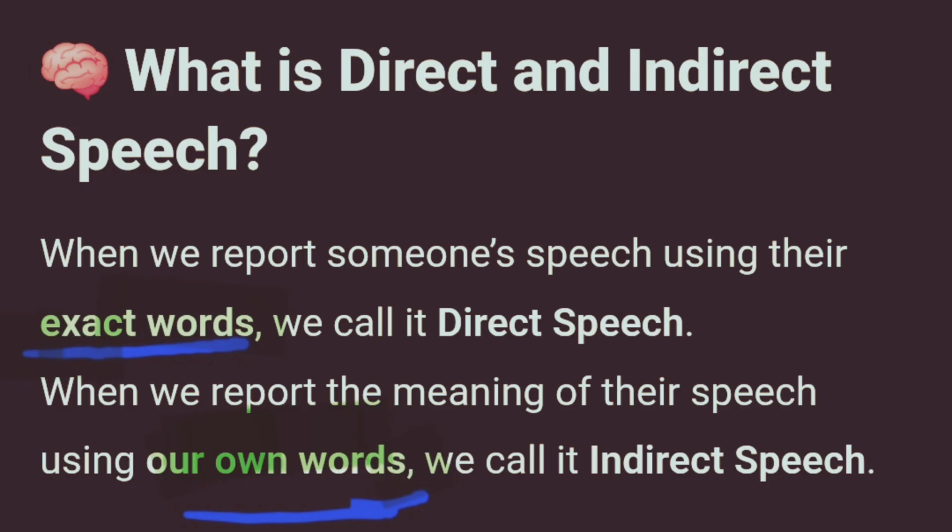Firstly, let's understand what is direct and indirect speech. When we report someone's speech using their exact words, we call it direct speech. But when we report the meaning of their speech using our own words, we call it indirect speech. Let's see some examples.